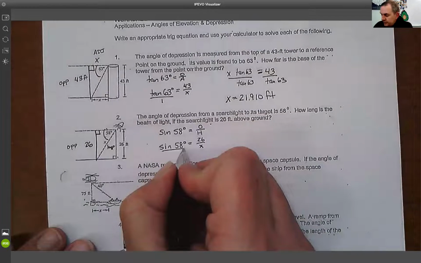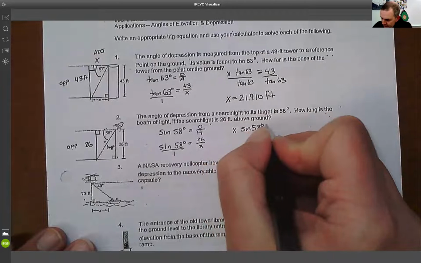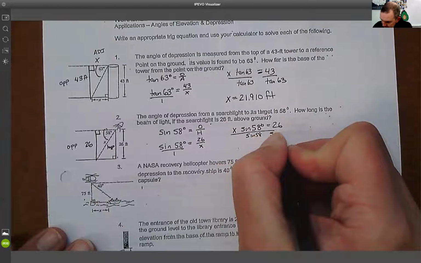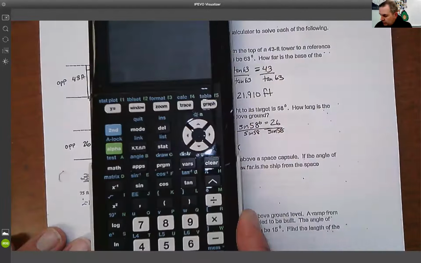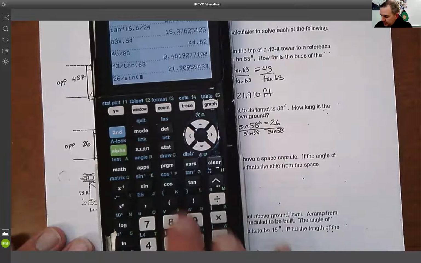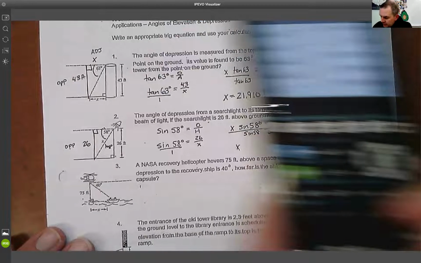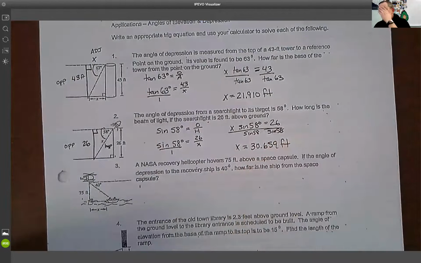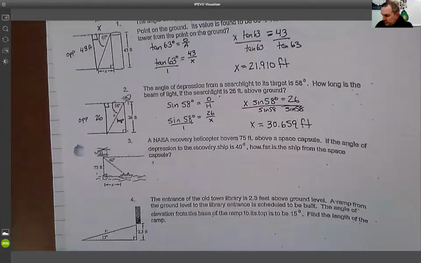I'm going to go through that same process, cross multiplication. I get x sine 58 degrees equals 26. Divide both sides by sine 58. Then I go to my calculator and do 26 divided by sine of 58 degrees, and it's 30.659. So the hypotenuse there is 30.659 feet. So that's one with tangent, one with sine. I'm going to jump around a little bit and make sure we get all of them.